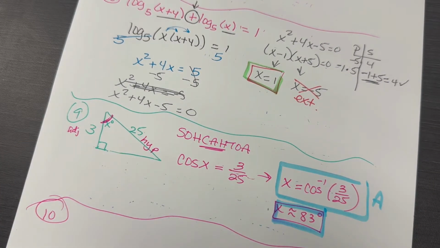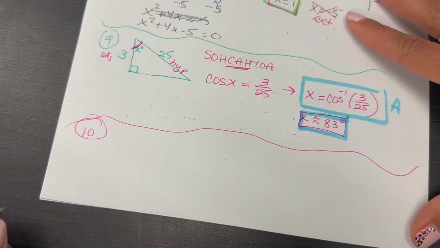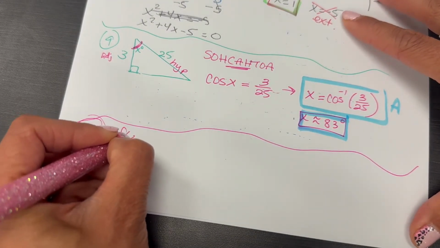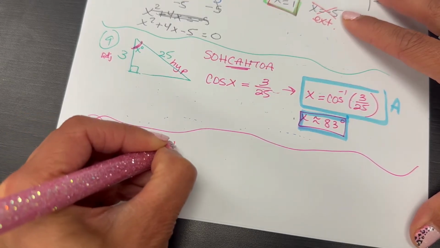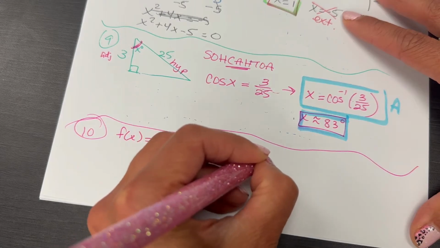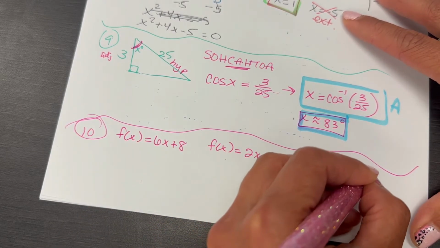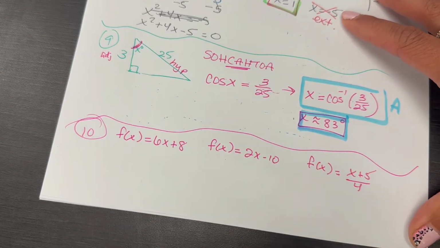Number 10. This one is a drag and drop. This is the Freaky Friday ones. You had to find the inverses. So we've got 3 functions. I'm just gonna write them all down. F of x equals 6x plus 8. F of x equals 2x minus 10. F of x equals x plus 5 over 4.